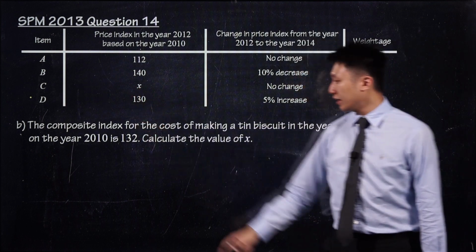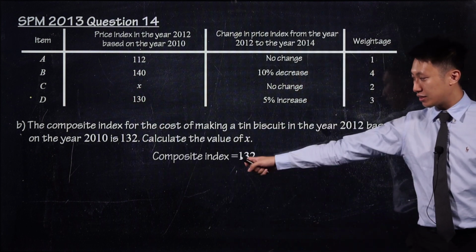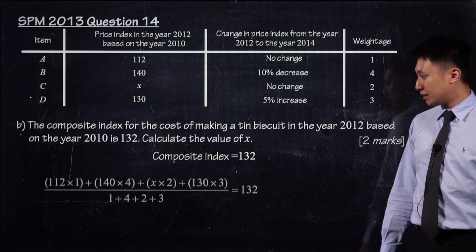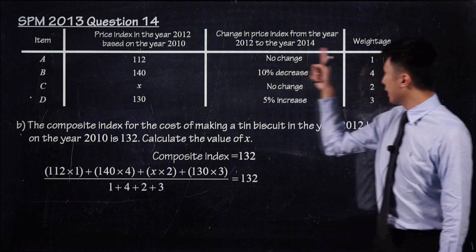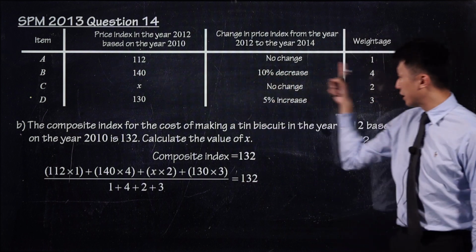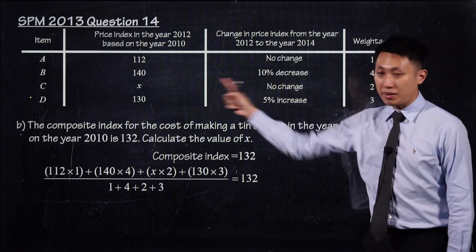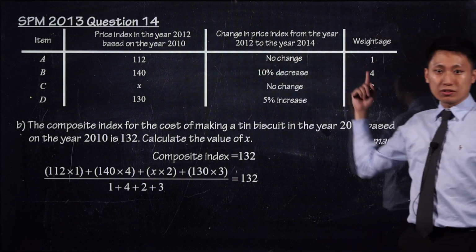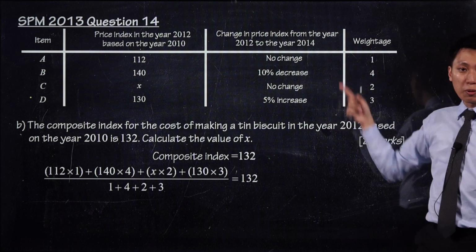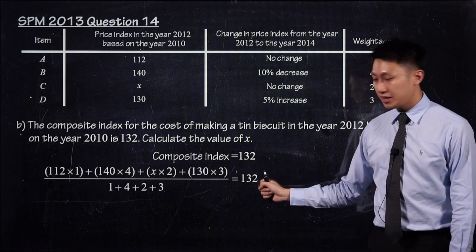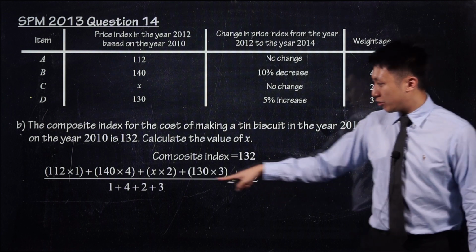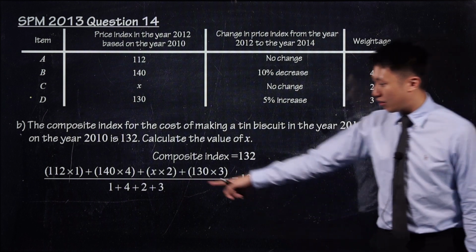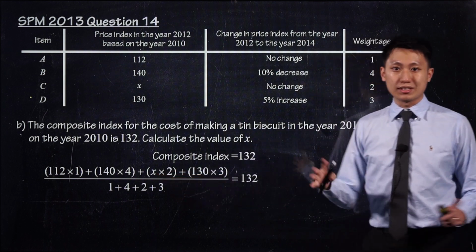X is here. Okay, so what can you do? So you have this composite index is equal to this one. So the formula for composite index is you multiply this one by the weightage, multiply this one by the weightage, then you add them up. After that, you divide by the total weightage over here, then you get the composite index. Then you see what you're going to find here. You're going to find X. X is only on top, right? X is only on top, so it's a simpler one.